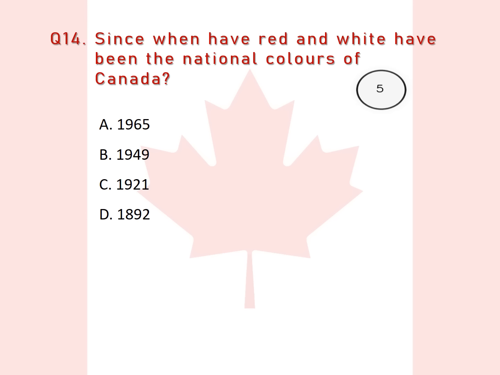Since when have red and white been the national colors of Canada? Option A, 1965. Option B, 1949. Option C, 1921. Option D, 1892. Answer is option C, 1921.